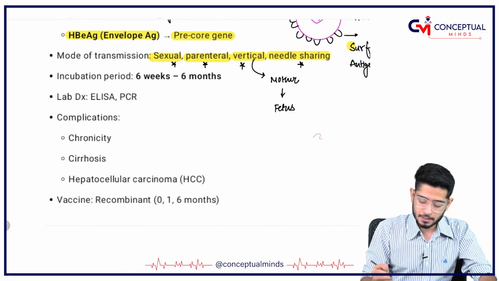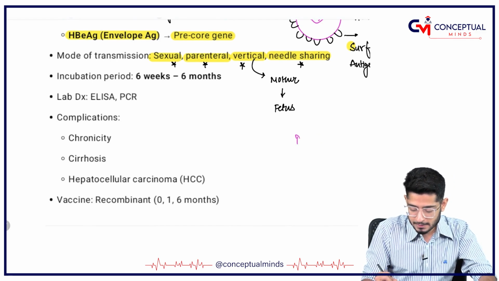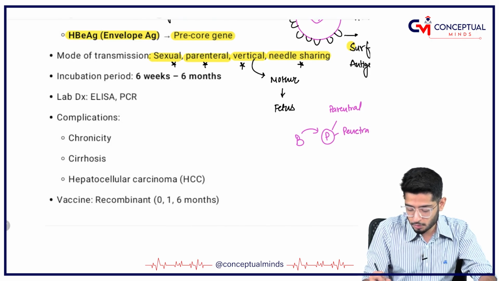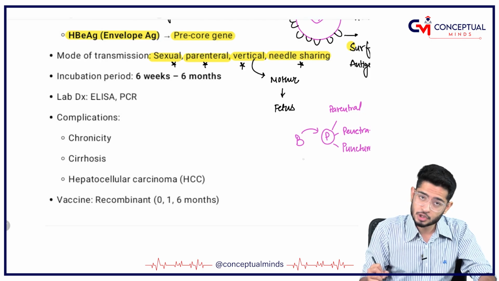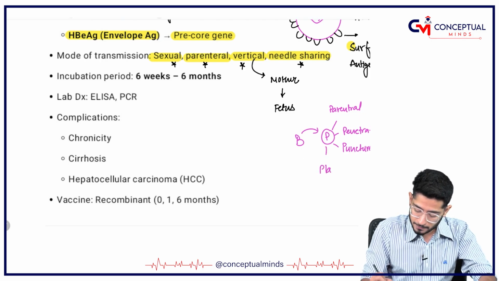A relatively simple way to remember is, just like I told you, B and P look similar. So P for parenteral, P for penetration, so the sexual route is there, then P for puncture, puncture means needle sharing, and P for placenta.